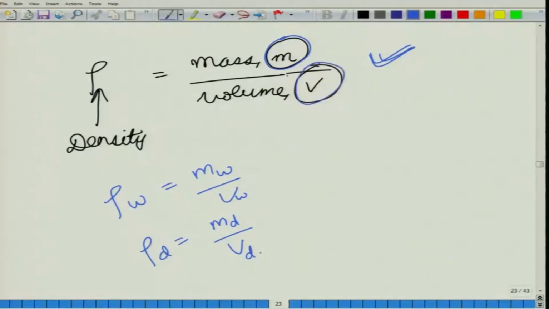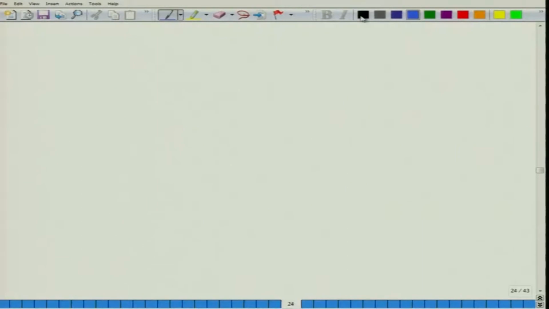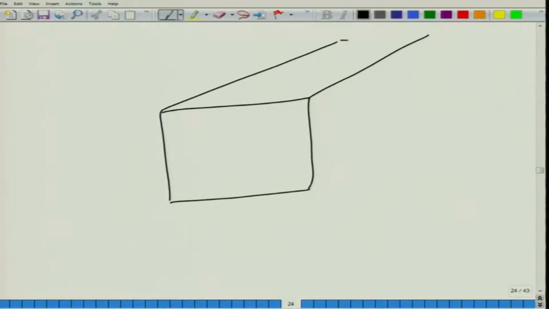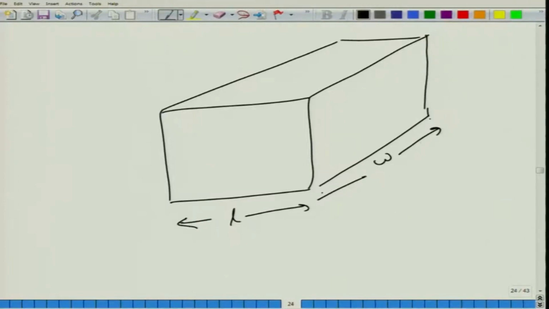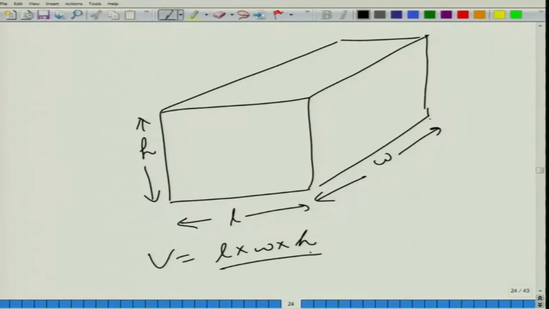The next thing is to calculate V. So, how do we calculate V? It is simple if we have a sample of a determined size. Suppose this is our sample. Our sample has a length L, a width W and a height H, and let us consider this sample to be a cuboid. In this case, the volume is equal to length times width times height.